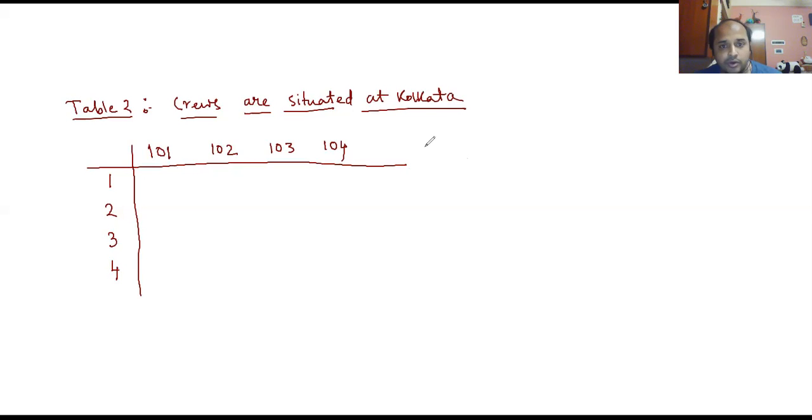So table number 3 is left for me. Table number 3 will be done by me. I will do it. You just help me with table number 2.